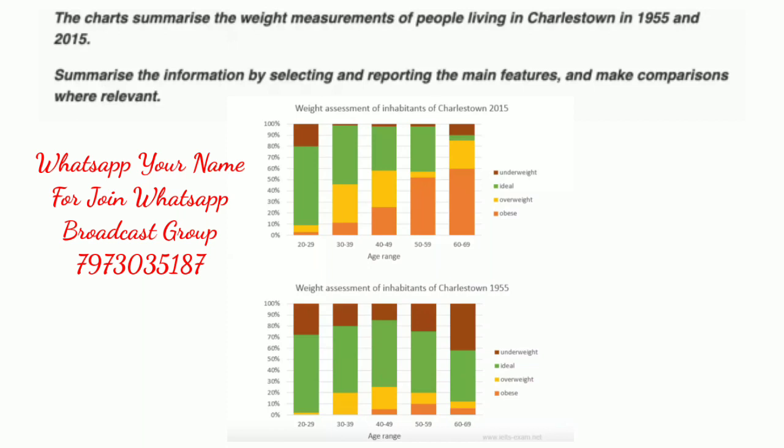So, the charts summarize the weight measurements of people living in Charlestown in 1995 and 2015. Here we are given two paragraphs. The first one is about 1955, the second one is about 2015. We are given their weight measurements, and the thing that you should notice in this statement is that the data is not changing according to the time period. The data is according to different groups.